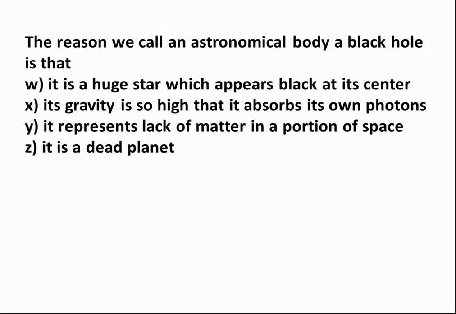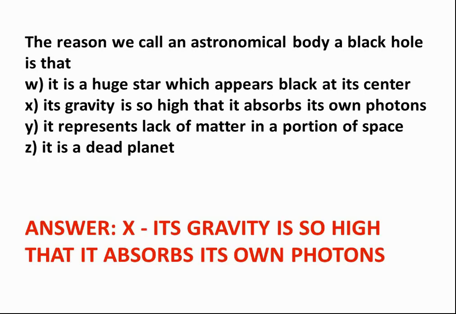W. It is a huge star which appears black at its center. X. Its gravity is so high that it absorbs its own photons. Y. It represents lack of matter in a portion of space. Z. It is a dead planet. Answer: X. Its gravity is so high that it absorbs its own photons.